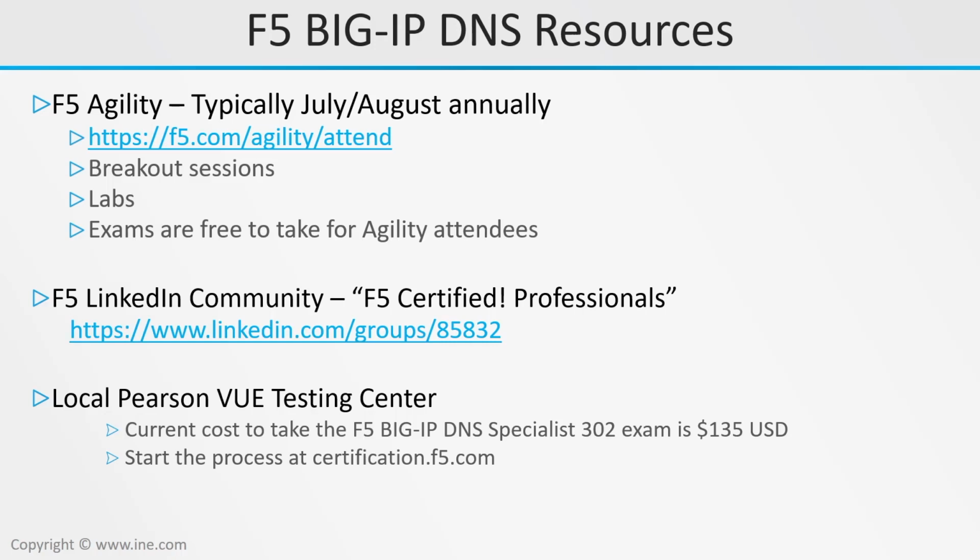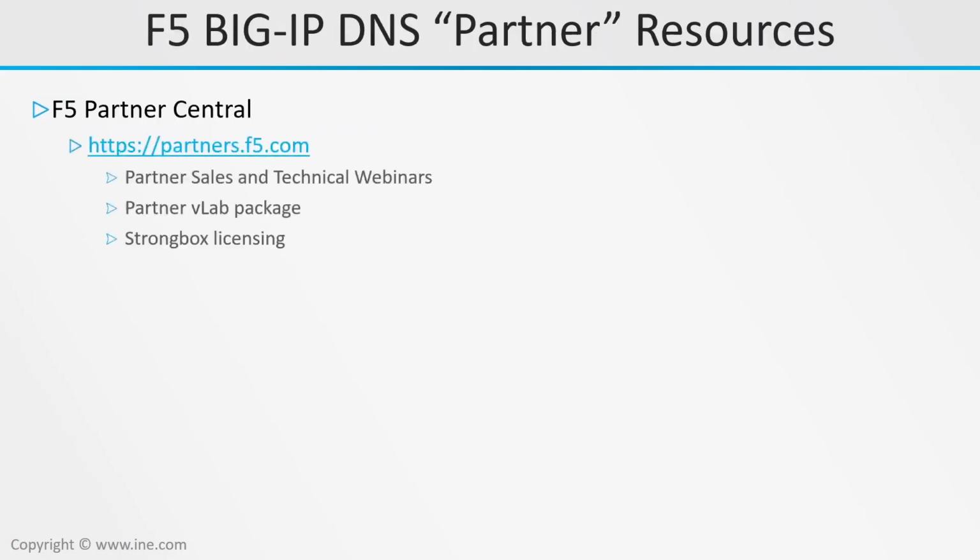Last on this slide is taking the test at a local Pearson VUE. You can find the closest Pearson VUE to you. The cost today is $135, and you can start the process at certification.f5.com.